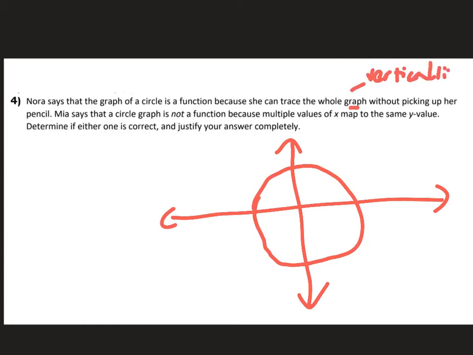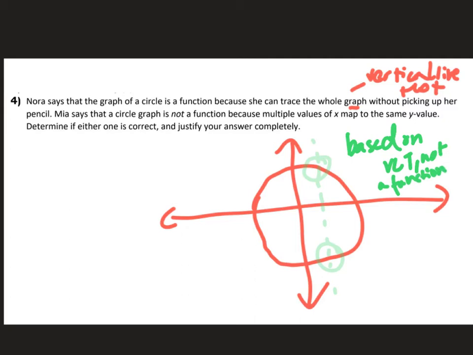And so this says that if I draw a vertical straight line going down, I should never hit my graph more than once. But if I draw my vertical line going down on this graph, I hit my graph here, I hit my graph here. This is not a function. So I know just based on the vertical line test, it's not a function. So when I look at the original statement about what Nora says, Nora's wrong, and it's because that circle doesn't pass the vertical line test.